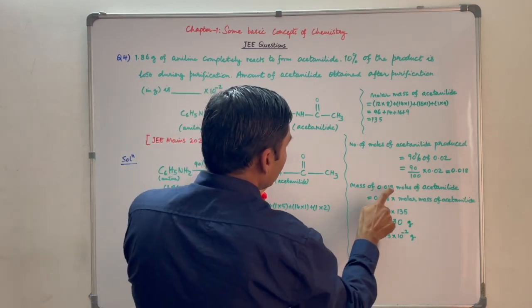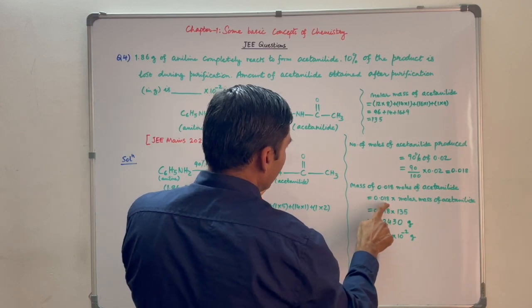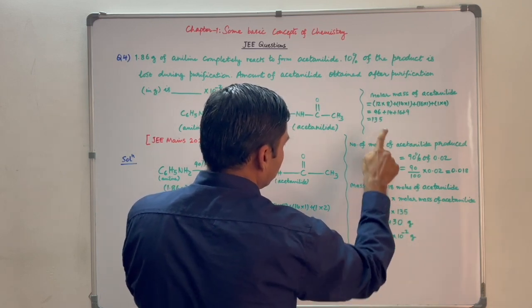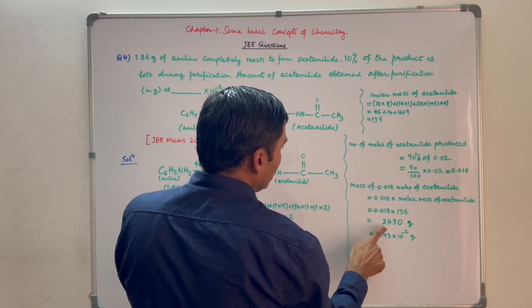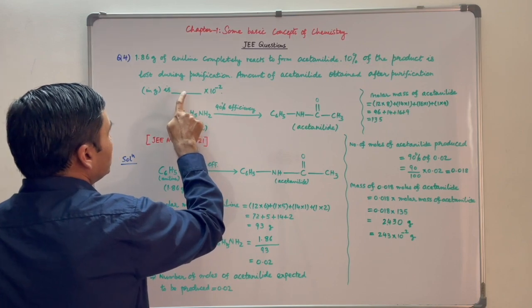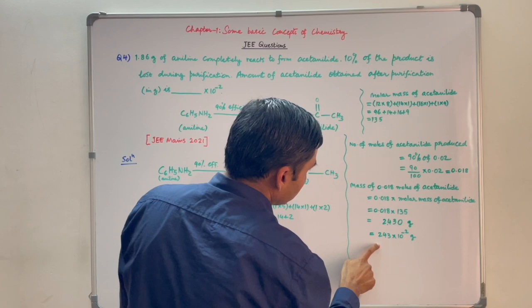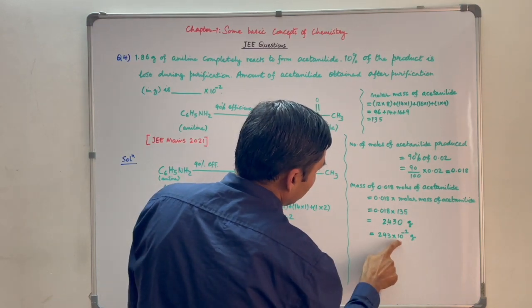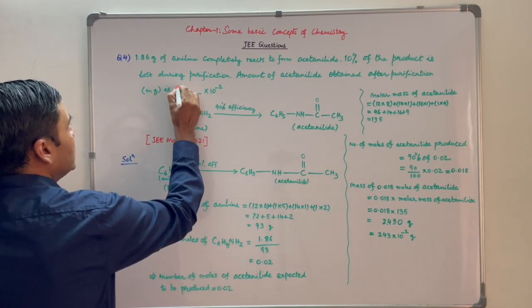So mass of 0.018 moles of acetanilide will be 0.018 into molar mass 135. So the amount of acetanilide produced will be 2.43 gram. We have to write the answer as something into 10 to power minus 2. So we can rewrite this as 243 into 10 to power minus 2 gram. So we will fill 243 in the blank here.